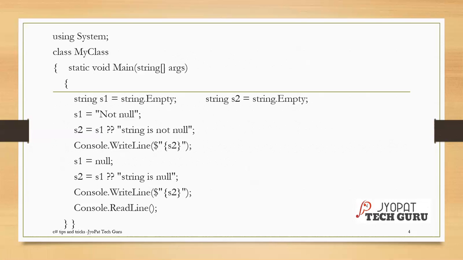It is not necessary that you have to store not null every time. You can store any string, and the same string is getting returned. Here, S1 equal to null, it is going to check whether the S1 value is null or not. If it is null, then the right-hand operand is returned, that is, string is null.